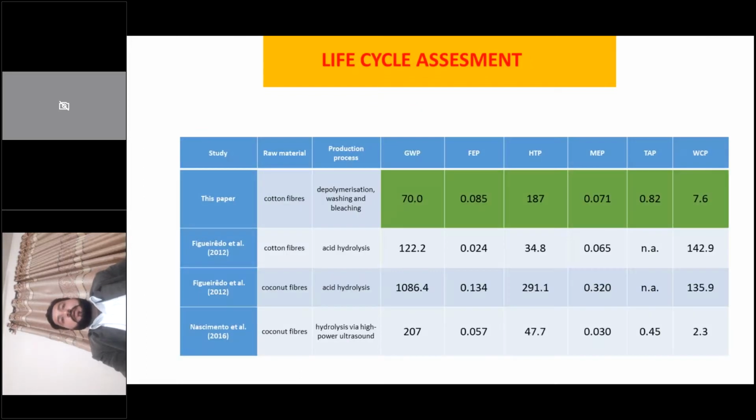Next slide please. This slide shows the life cycle assessment of nanocellulose in different research articles which are present as per literature record. That is the nanocellulose obtained from cotton fibers, and nanocellulose obtained from coconut fibers, either by acid hydrolysis or by depolymerization and other techniques. So these are various parameters which show the life cycle assessment of this nanocellulose in different units. Next slide please.